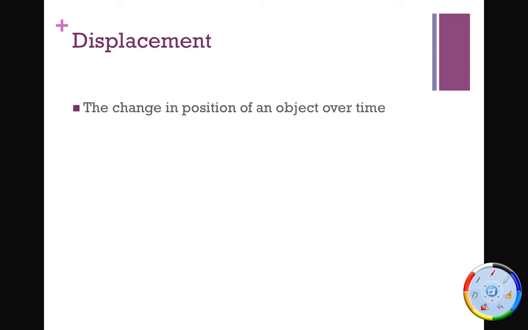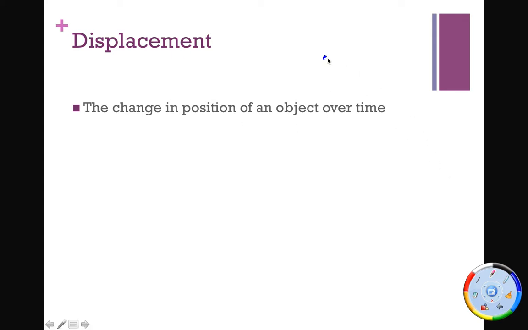Displacement is basically just the change in position of an object over time. So if you started in the corner of your room or in the center of your room and you walked forward for a little bit of time and then backwards for a little bit of time and then forward and just kept changing your position, the displacement would be how far away from your original point you were.